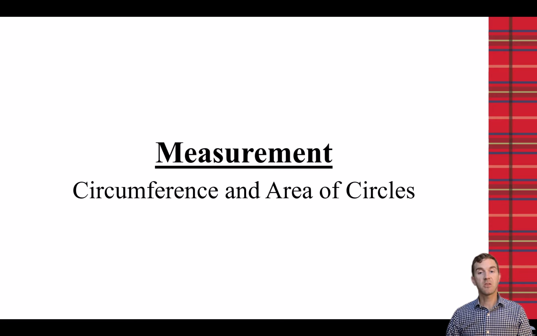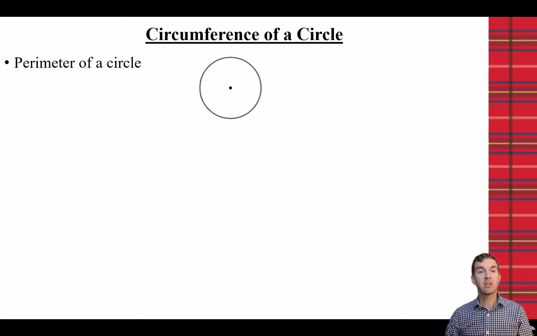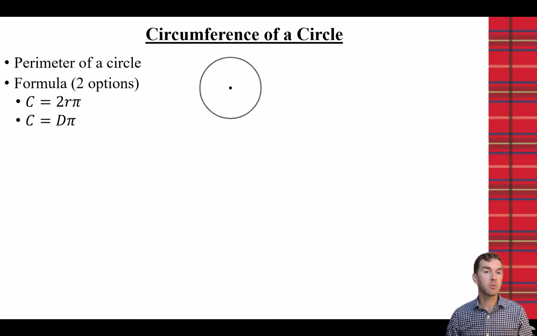In this video, we'll discuss circumference and area of circles. Now, the circumference represents the perimeter of a circle, and we can use one of two formulas to help us, depending on if we have the diameter or the radius. If we have the diameter, we do diameter times pi. If we have the radius, we do 2 times the radius times pi, because the diameter is double the radius.